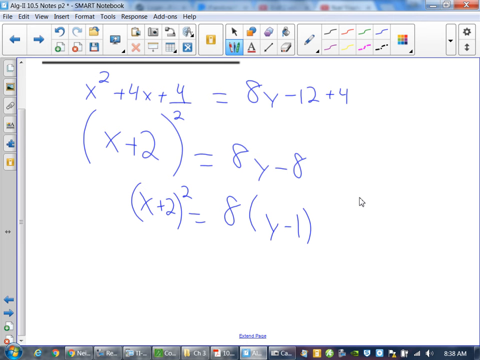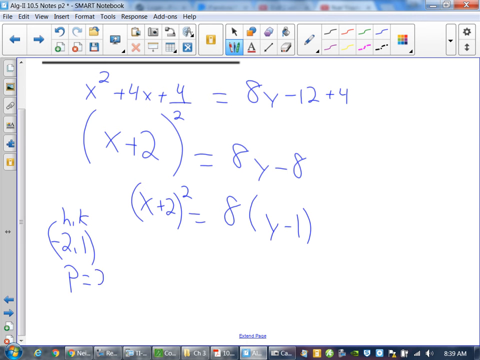So where's your h and k? Negative 2 and 1. So my hk is at negative 2 and 1. I have a p-value then of 2.